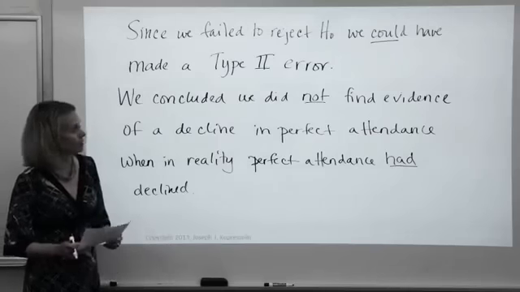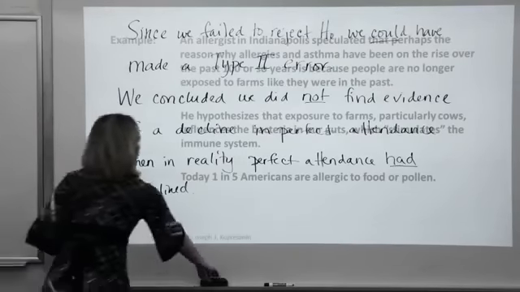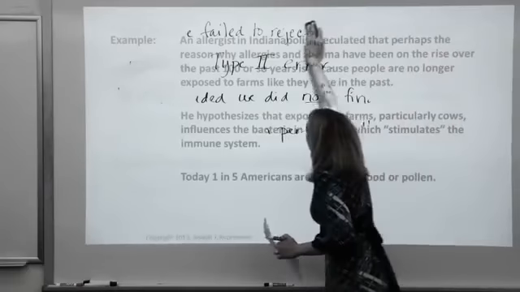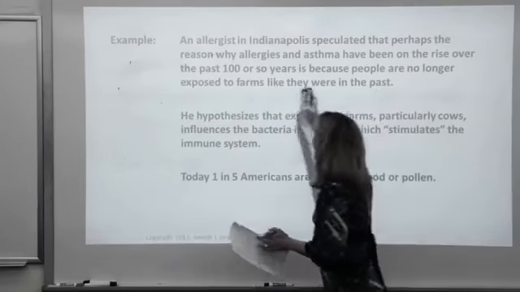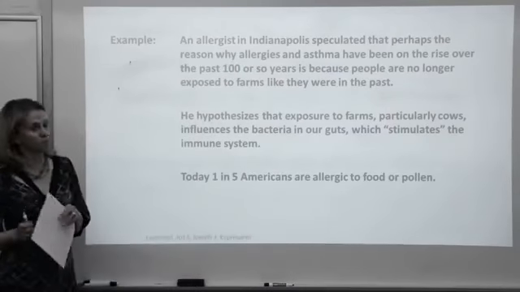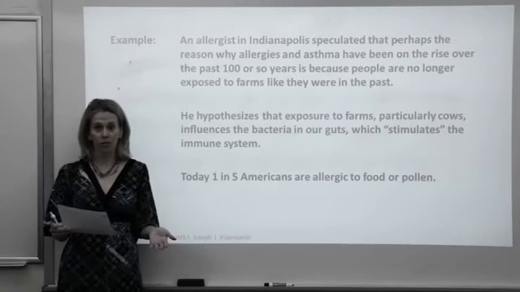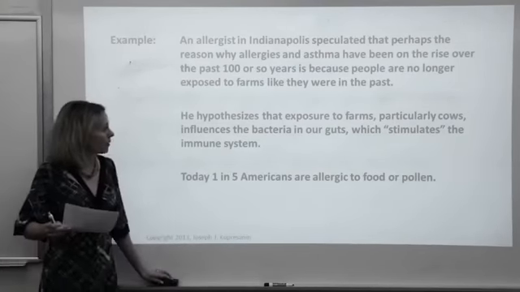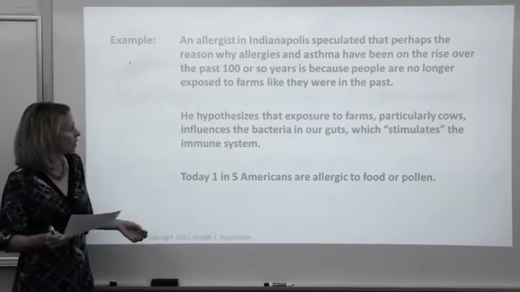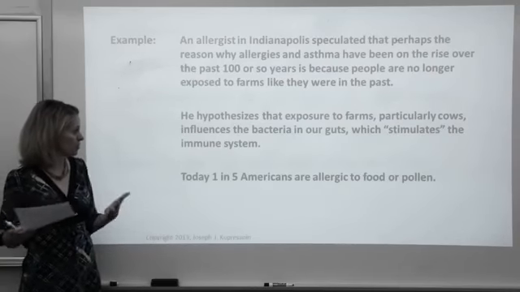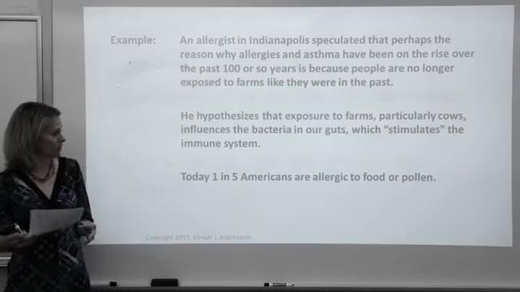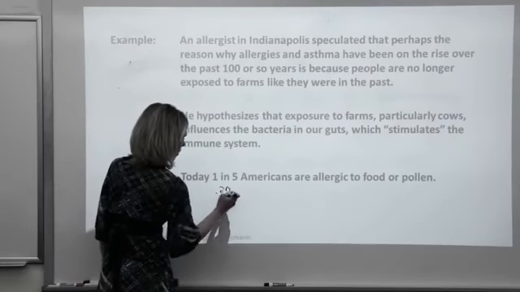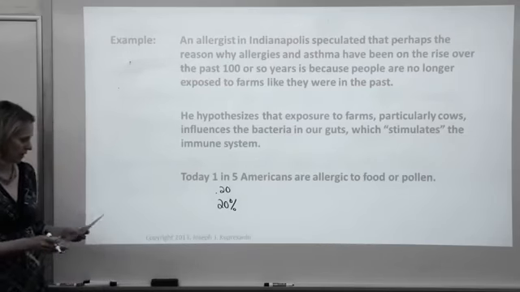All right, let's look at one more. This, I think, is a new problem we haven't seen yet. So we have an allergist in Indianapolis who speculated that perhaps the reason why allergies and asthma have been on the rise over the past 100 years or so is because people are no longer exposed to farms like they were in the past. He hypothesizes that exposure to farms, particularly cows, influences the bacteria in our guts and sort of stimulates the immune system. Today, 1 in 5 Americans are allergic to food or pollen. 1 in 5, if you take 1 out of 5, that would give us 0.20 or 20%.